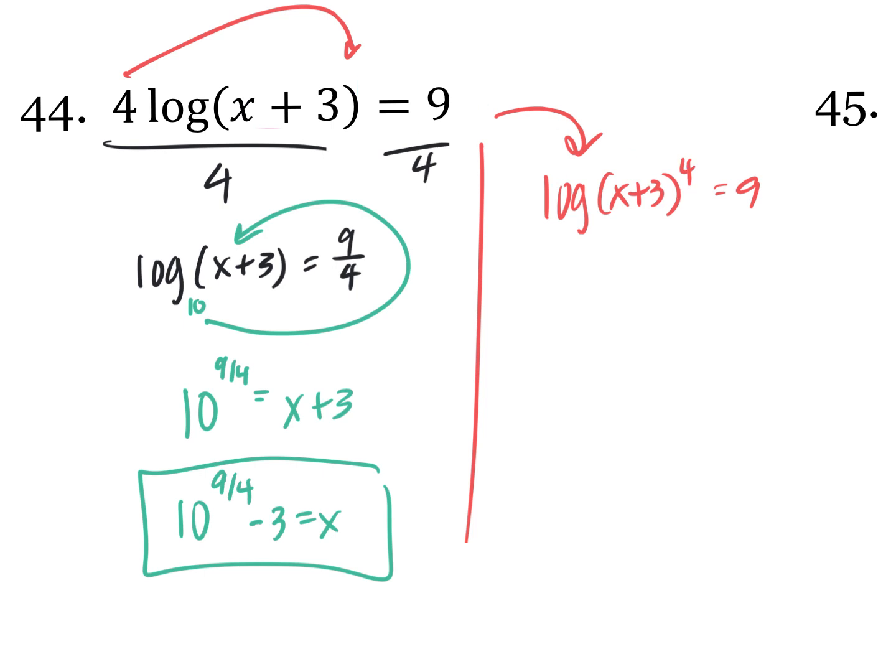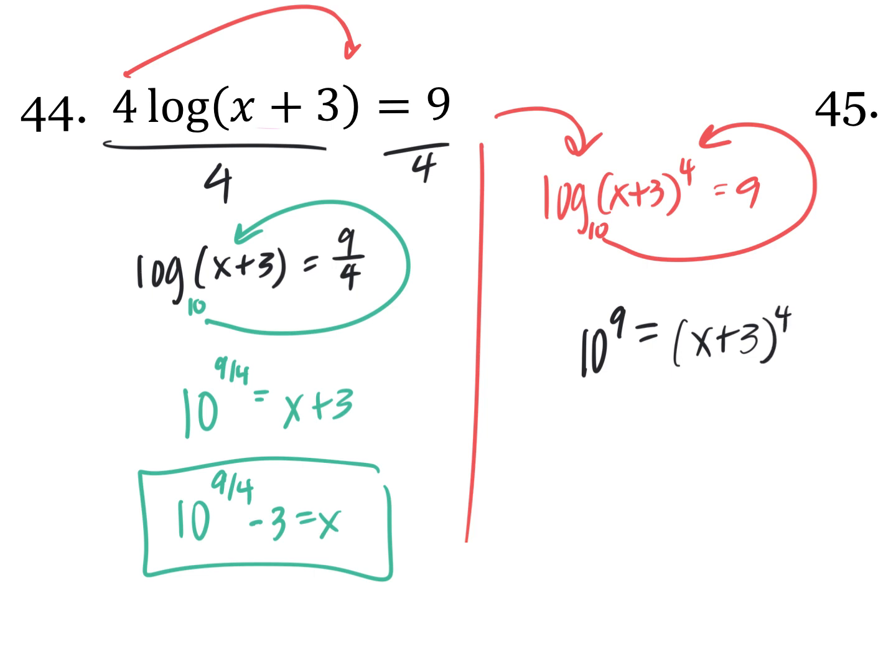What if I was Lorenzo and I bumped that up there? Could I still do this? Could I still say 10 to the 9th is x plus 3 to the 4th? Yeah, Lorenzo. So when we don't have a base, the base is always 10. Yes. Okay. Yep, that's exactly right. So we're gonna get the same exact answer.